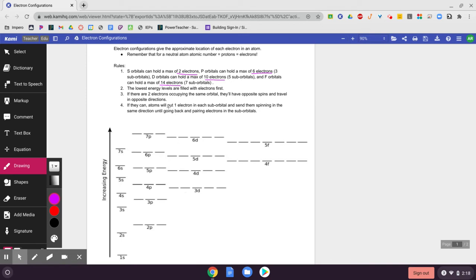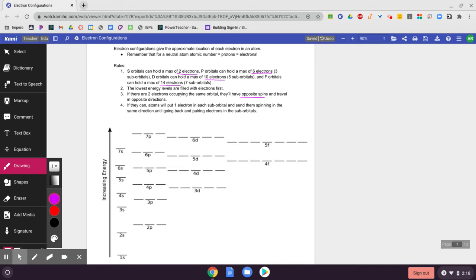If there are 2 electrons occupying the same orbital, they're going to have opposite spins and travel in opposite directions. So just like we drive with lanes of traffic moving in opposite directions, electrons are going to spin in opposite directions when they have the same orbital.